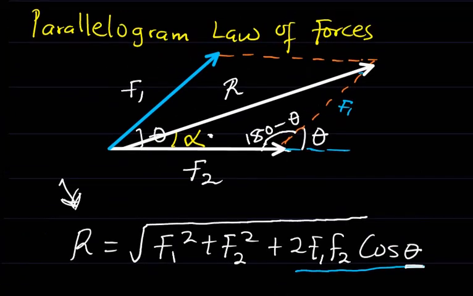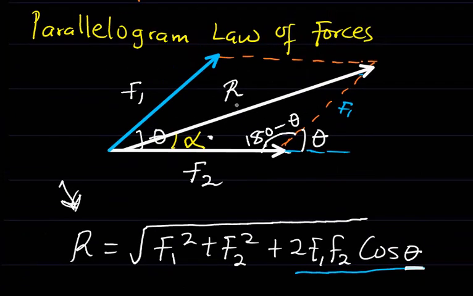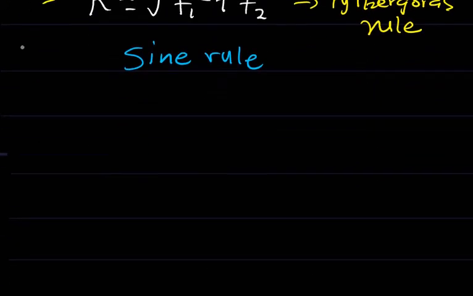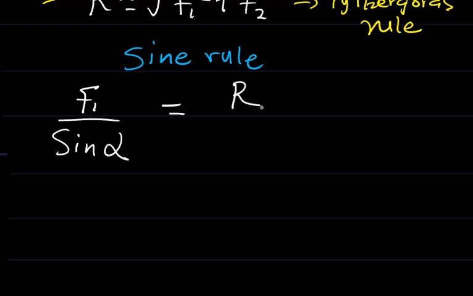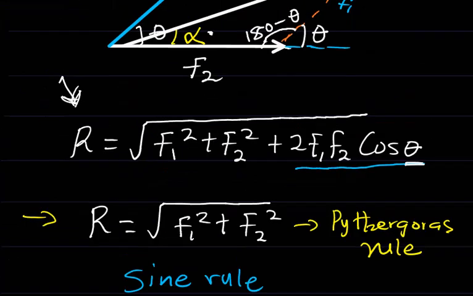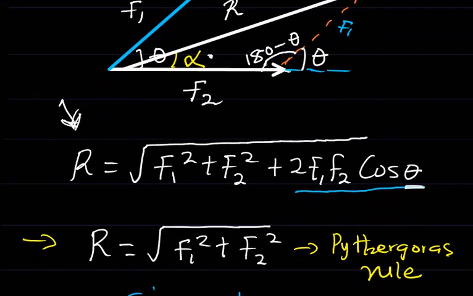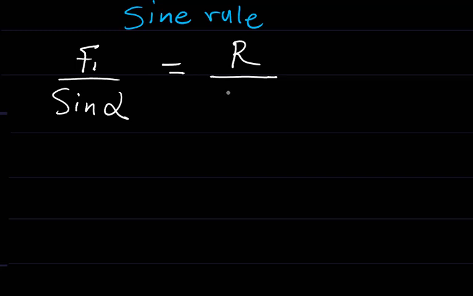According to the sine rule, F1 divided by the sine of the angle opposite F1, which of course is what we are looking for, F1 divided by sine alpha. Alpha is the direction that we're looking for. So it's going to be equal to the resultant that we know divided by the sine of the angle opposite the resultant. The angle opposite the resultant, as you can see, is 180 minus theta. So that's going to be sine 180 minus theta.